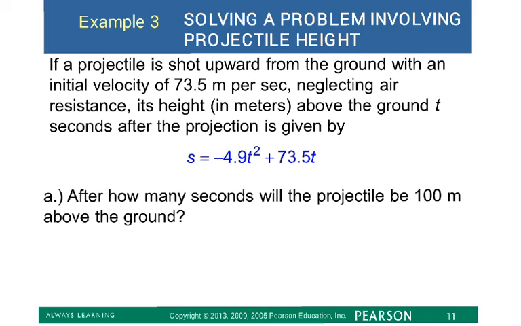So, part A, what we're asked to look for is after how many seconds will the projectile be 100 meters above the ground? Well, height is being modeled by S. So what we need to do is plug in what we have, 100 meters, for S, and solve for t. And that is going to give us how many seconds have passed for that projectile to be 100 meters above the ground. So let's do that. I'm going to replace our S with 100.